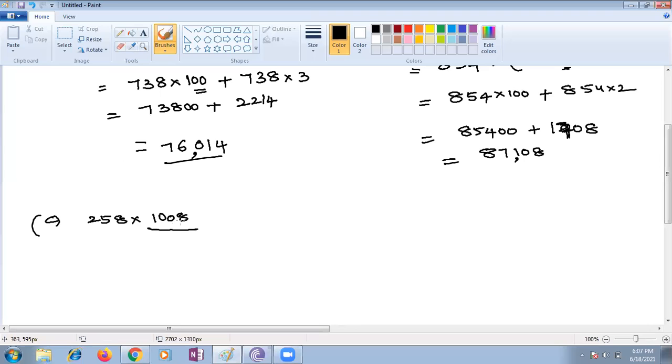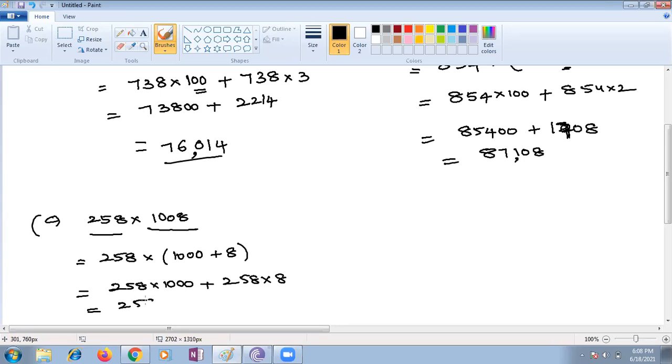Ma'am, the mother is 258 only. Correct, the mother is 258. Children are 1008, ma'am, 1000 plus 8. Come on, distribute now. The mother is distributed over the children. Ma'am, 258 into 1000. Very good. Plus 258 into 8. Come on, give the answer. Complete the picture you are supposed to give.